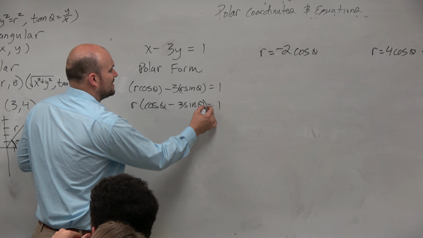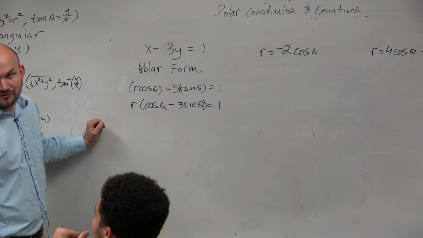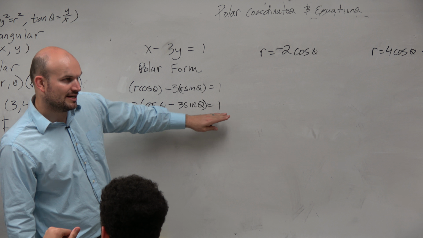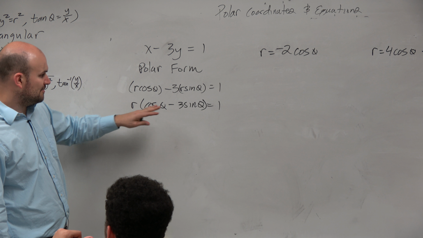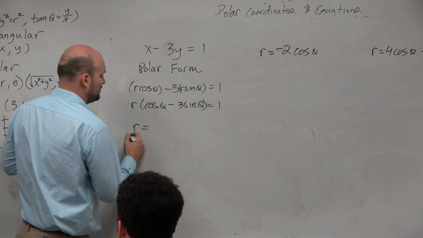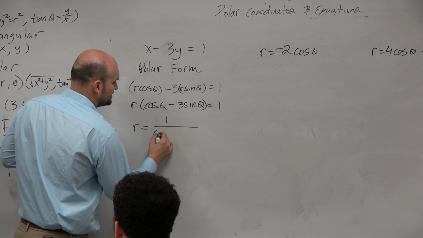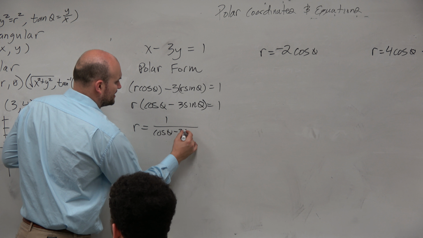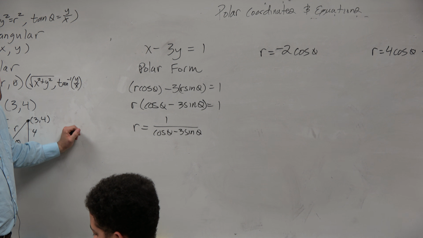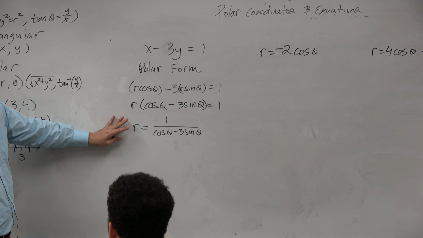So I could factor out an r to save myself a little bit of time in writing. Notice that r is being multiplied by this quantity. So if I want to solve for r, I'm going to divide this quantity on both sides, resulting in a final polar equation that is r equals the quantity over cosine of theta minus 3 sine of theta. That's the answer that you would get.